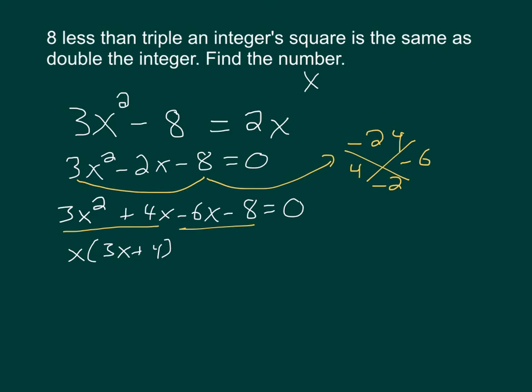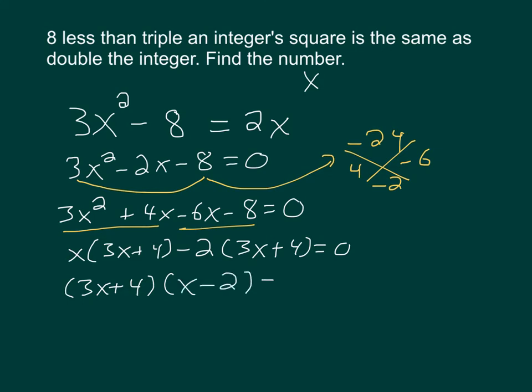And I want to get 3x plus 4 for the next one. The negative 6x and negative 8 both have a 2, and I can take a negative out of both as well, because that will leave me with the 3x plus 4 that I want in parentheses. Now remember that to finish up that factoring, the 3x plus 4 goes in its own set of parentheses, and the x minus 2 goes in the other set of parentheses.